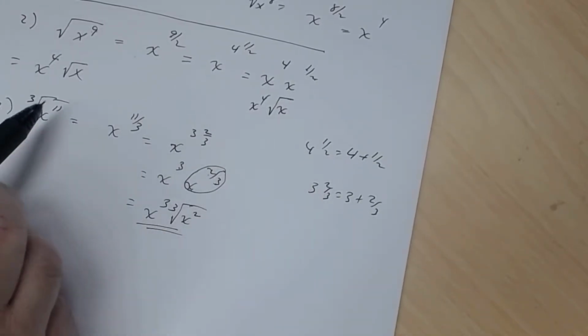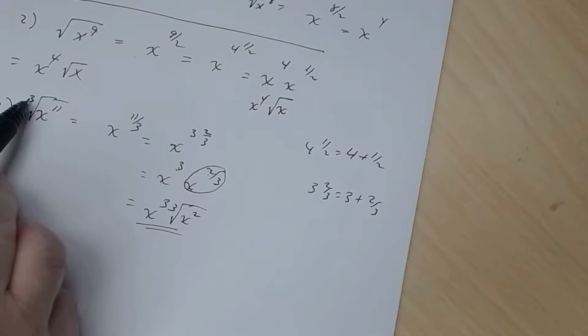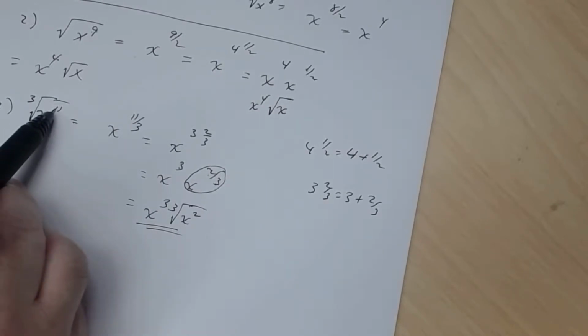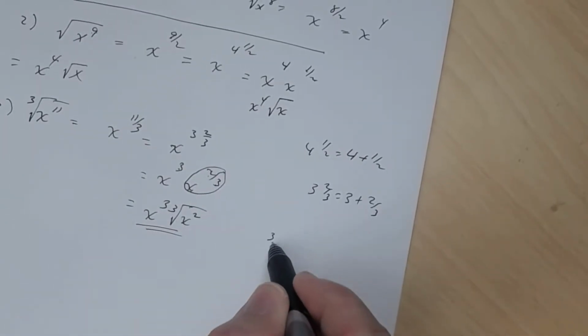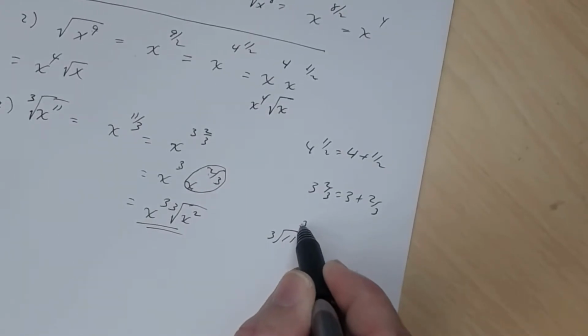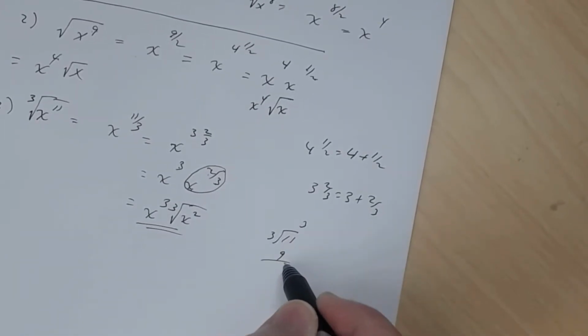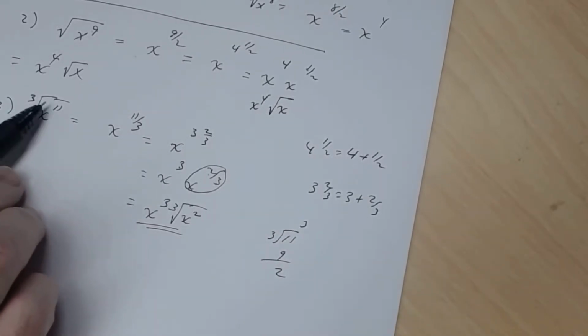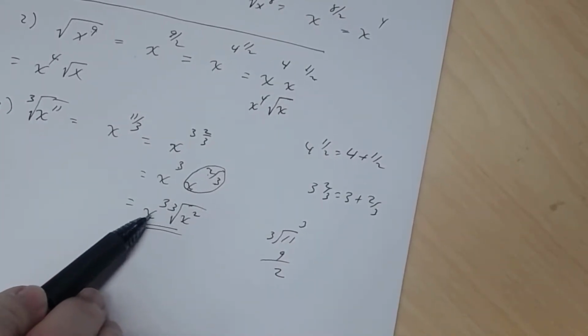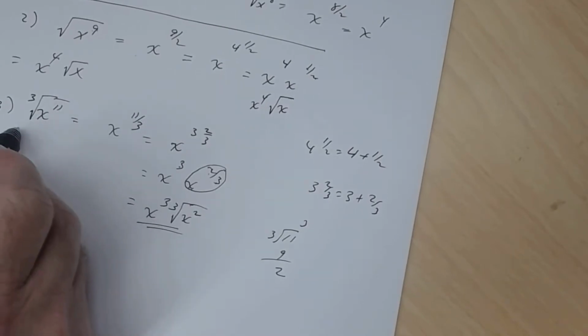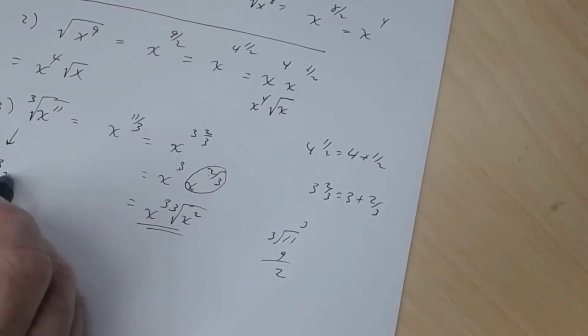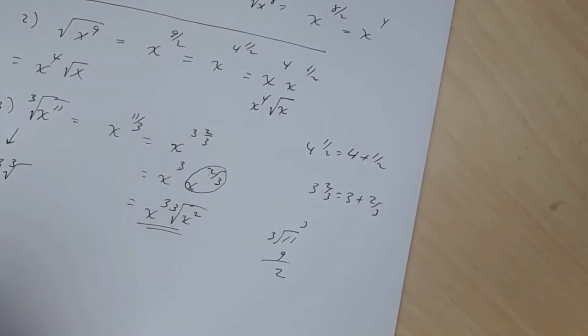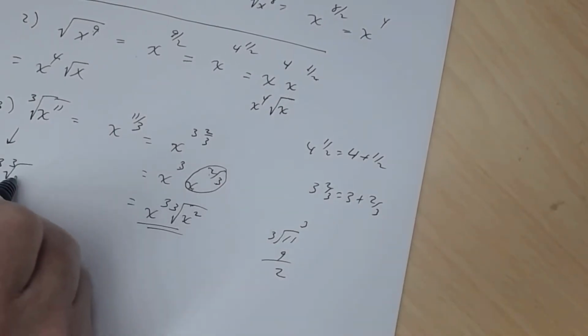Now let's talk about the shortcut. So the shortcut's this. 3 goes in 11 3 times. 3 times 3 is 9, and then 9 from 11 is 2, with remainder 2. So 3 goes in 11 3 times, so you can say x to the 3rd times the cube root of whatever the remainder is. So the remainder is 2, so you're going to say x squared.